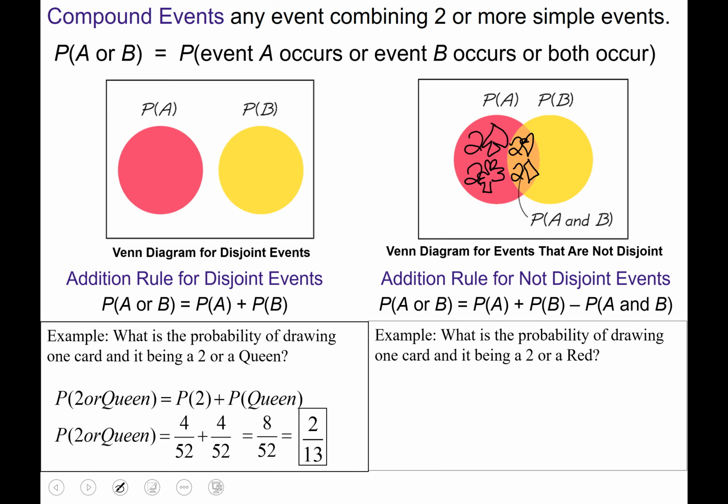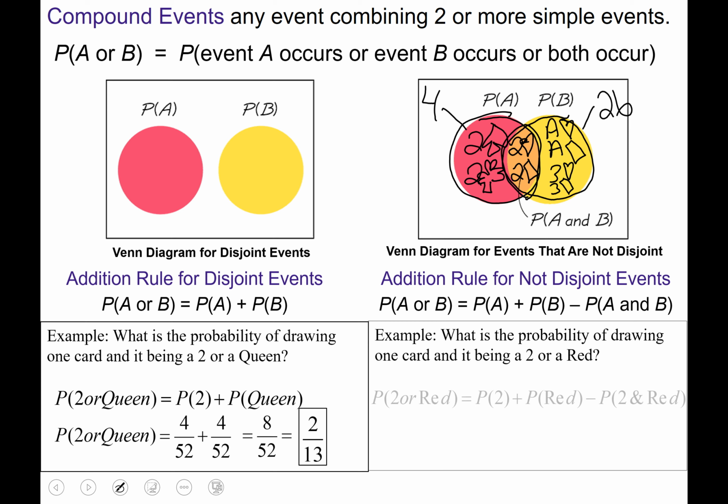And the other red cards, that would be the ace of hearts, the ace of diamonds, the 3 of hearts, the 3 of diamonds. I'm not going to have enough room to draw all these in here, but there are 26 red cards. So 26 cards are in this yellow one. And there are 4 cards in our red one. And 2 of the cards are overlapped.